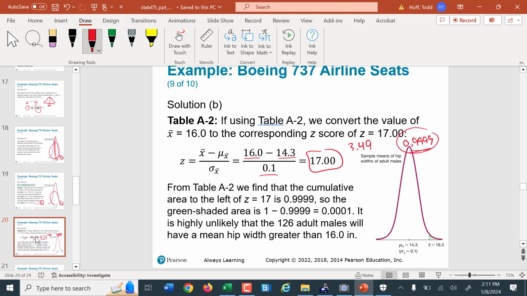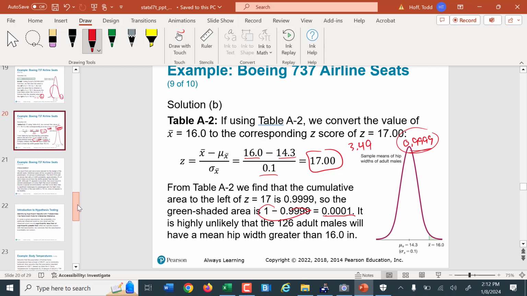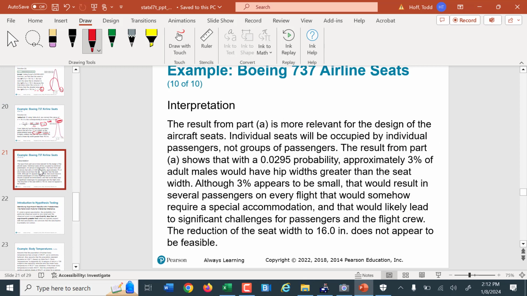But we'll just use that as an estimate for now. Finding its complement would give us 0.0001, which again is almost zero. So again, all we're saying is the probability that the cabin of 126 people would have a mean greater than 16 inches is extremely small, almost impossible. So then down to the final question, which is more important for this example?